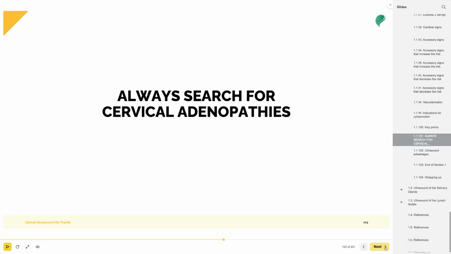All right, so we're always going to look for cervical adenopathies also, which are abnormal findings or pathologies in the neck area surrounding the thyroid. I mean, we're already evaluating the thyroid. I think it's very important as a sonographer to look at the surrounding areas as well.